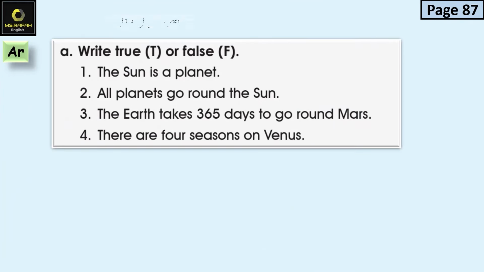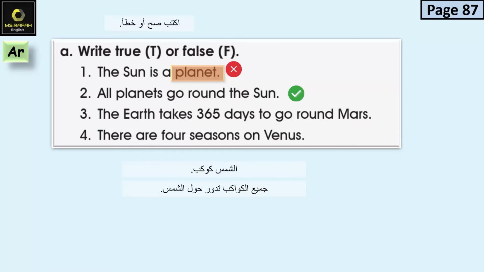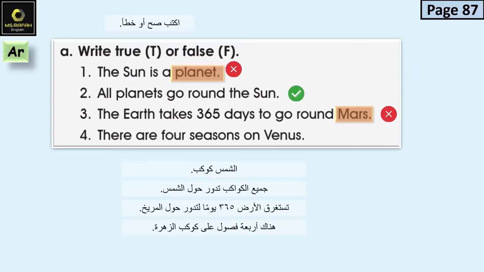Exercise A. Write true or false. The Sun is a planet. False. It's a star. All planets go round the Sun. True. The Earth takes 365 days to go round Mars. False. To go round the Sun. There are 4 seasons on Venus. False. On Earth.